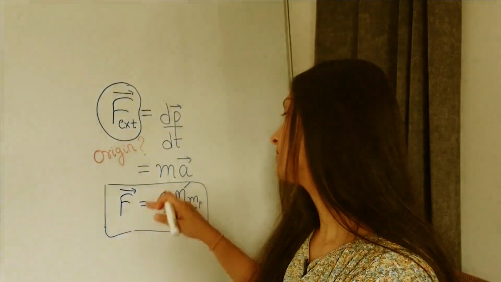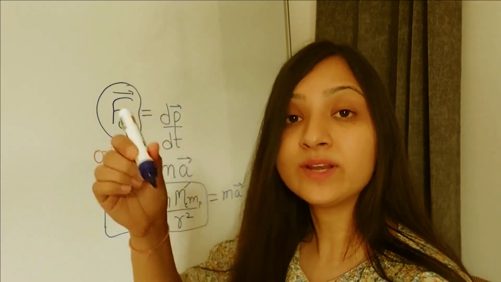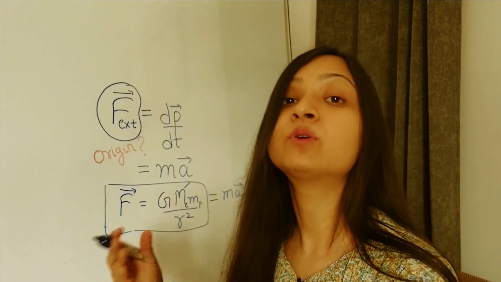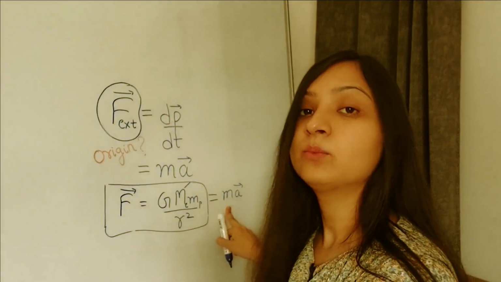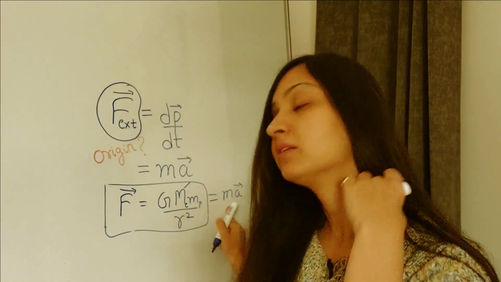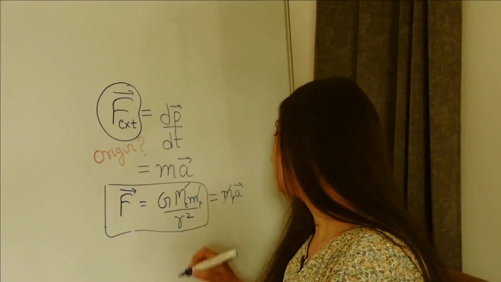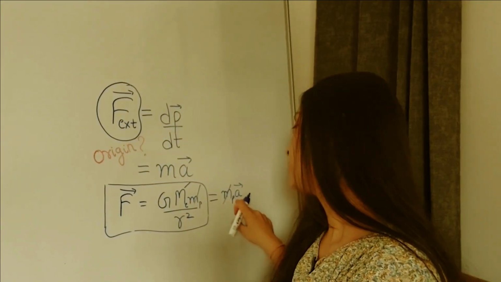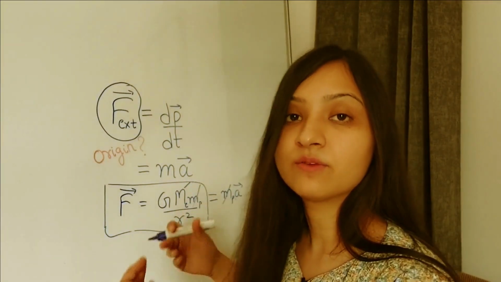You know that this force is nothing but mass into acceleration. Now, when I talk about the pen, the force exerted by earth on this pen, here the mass will be the mass of the pen. So here I will be writing this and this gets cancelled with this. So the acceleration of this pen is GM by R square, where M is the mass of the earth.